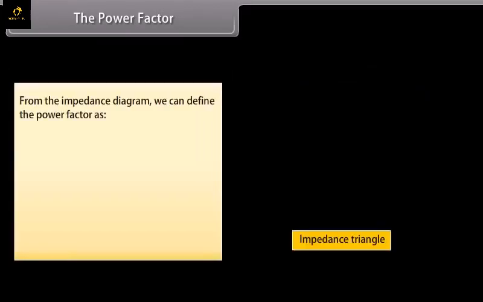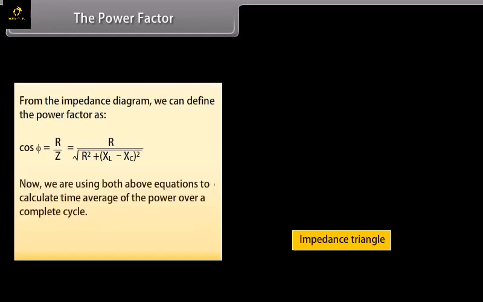From the impedance diagram, we can define the power factor as cos phi equal to R upon Z, which is equal to R upon under root R square plus XL minus XC square. Now we are using both above equations to calculate time average of the power over the complete cycle. P bar is equal to the product of I RMS square and R.